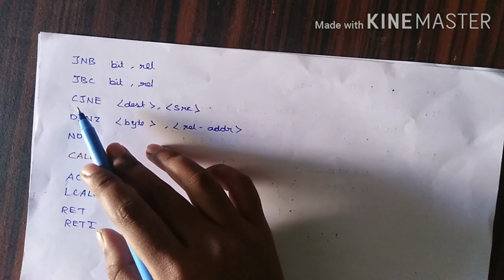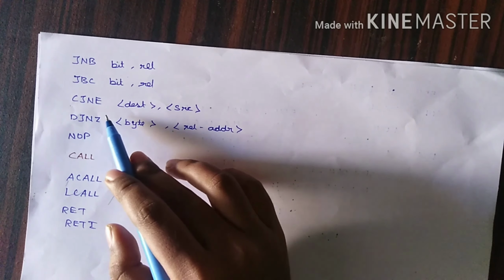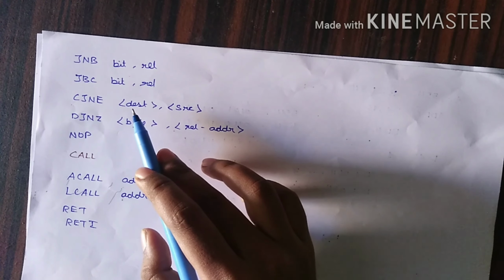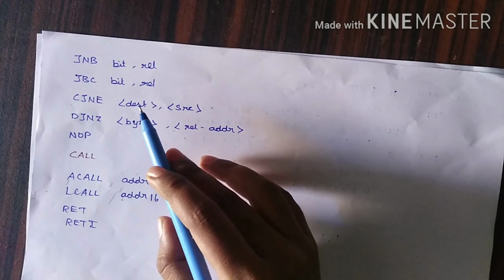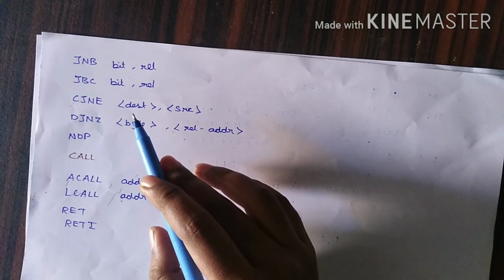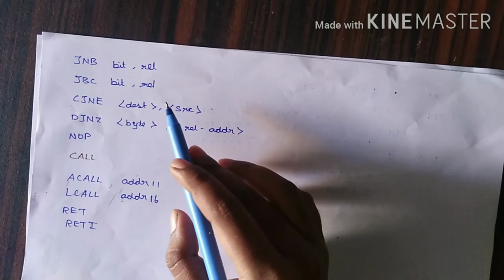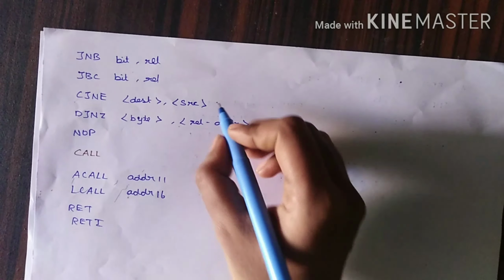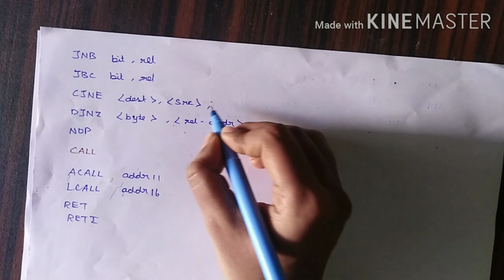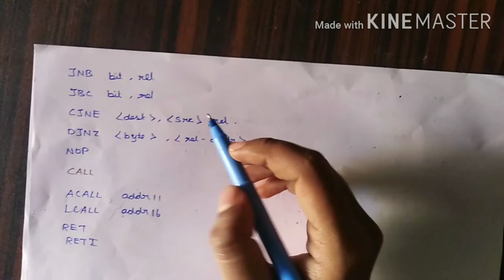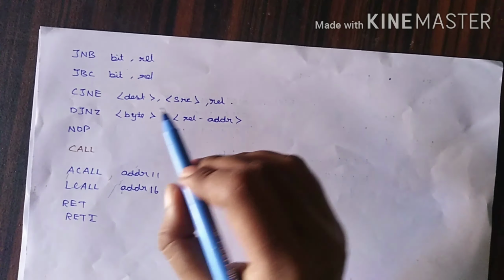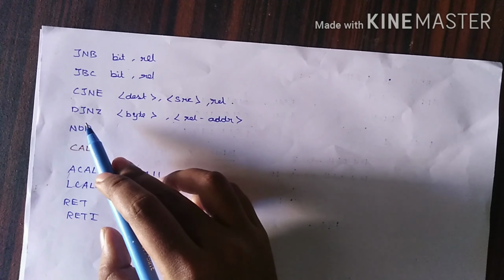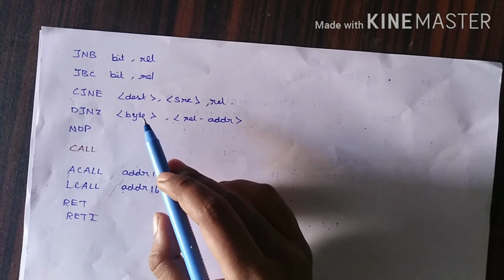And here this is compare and jump if not equal. It will compare the destination and source. If they are equal, then it will proceed to the next instruction, and if they are not equal, it will jump to the relative address. Here we also mention the relative address, and if they are not equal, it will jump to this relative address. And the next instruction is decrement and jump if not 0.